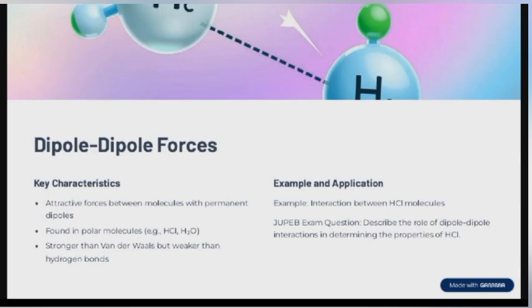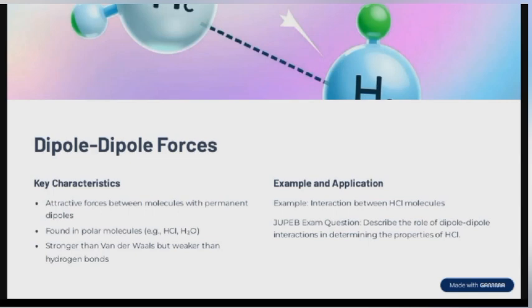So when you have two polar molecules coming together, there will be an attraction where the positive end of one molecule attracts to the negative end of the other molecule. This attraction is what is called the dipole-dipole force of attraction.